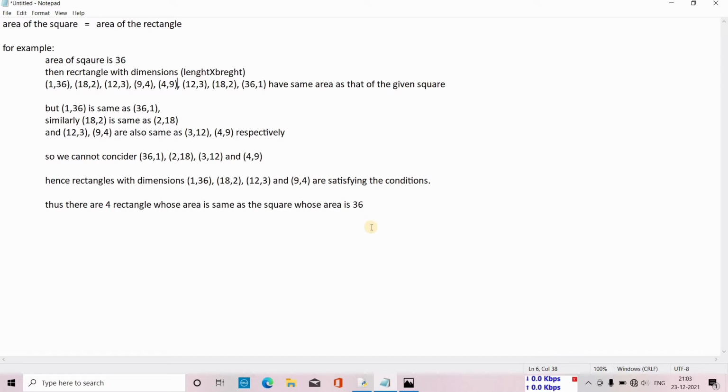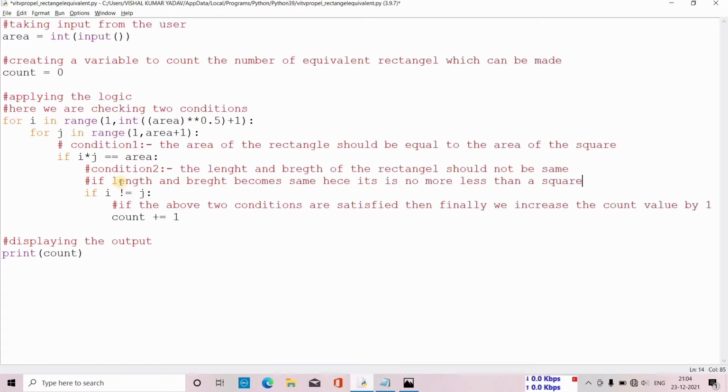So this is all about the explanation part. Now let's move on to the coding part. As you can see over here, I've written a lot of comments so that the code can be self-explanatory. First of all, we'll be taking the input from the user. Here I'm taking the input, that is area, stored in a variable as an integer. Then I've created another variable, count, whose value is set to 0. With the help of this I'll be counting how many rectangles are possible whose area is equal to the given area of the square.